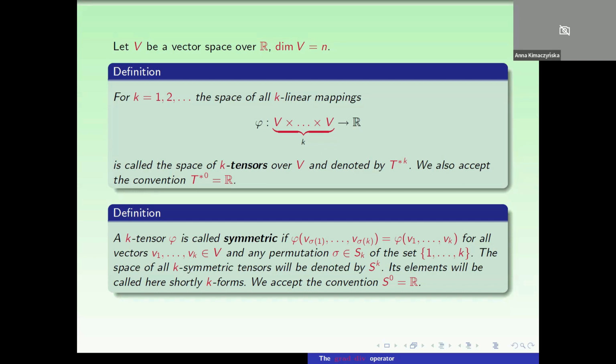A k-tensor phi is called symmetric if phi of v_sigma(1) to v_sigma(k) is equal to phi of v_1 to v_k for all vectors v_1 to v_k from V, for any permutation sigma of the set 1 to k. The space of all symmetric k-tensors will be denoted by Sk. Its elements will be called here shortly k-forms. We accept the convention S0 is R.